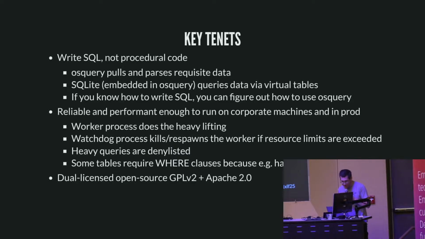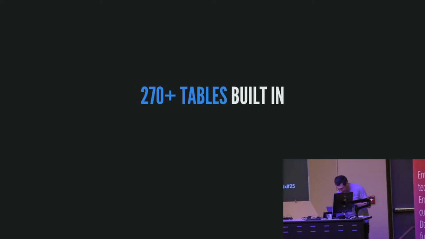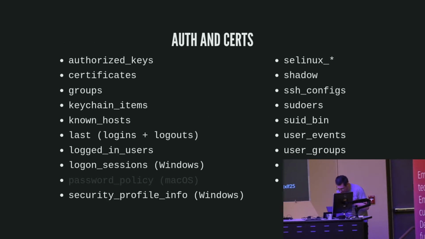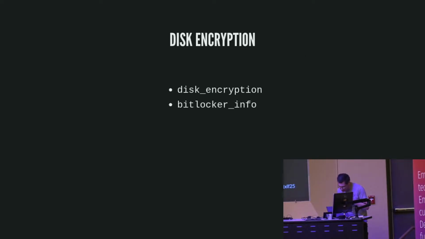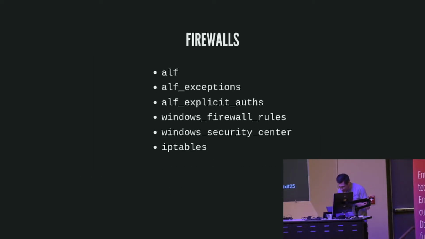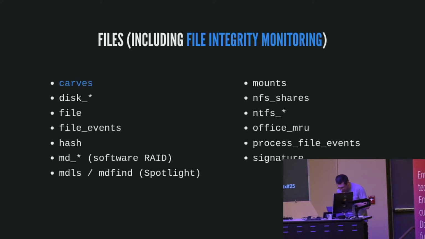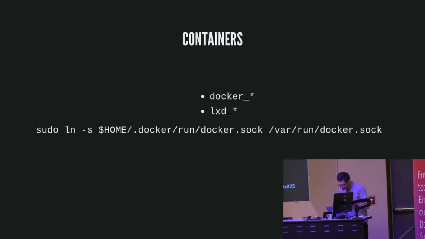That's the slide that I was talking about. This was a recycle from DevOps Days Austin. There are a whole bunch of tables for this, whether that is hardware, software, auth and certificates, disk encryption, networking, firewalls, what's running, what's logging, a bunch of file system stuff. And if you're running Docker or the like, just remember that you need to pipe a socket in order to actually get useful information over there. But this exposes a whole bunch of system APIs and files, etc., via SQL.